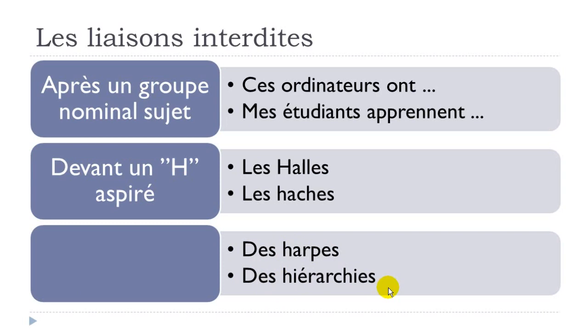Just to show you that it's not only with A, because I've got three examples with A, but in that case it's I. Des hiérarchies. All right, so no liaisons here, here, here, and here, because these words are starting with what we call H aspiré.